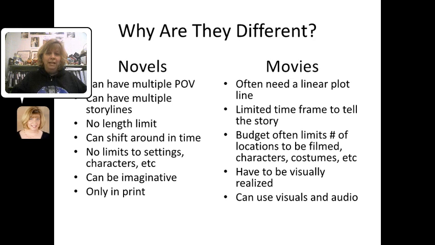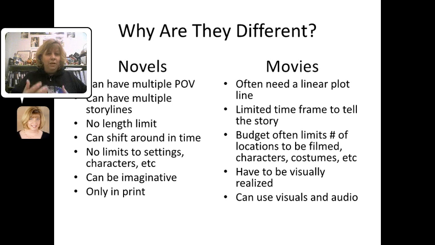On the other hand, movies have to kind of tell the story in a linear way. They have to go in a straight line. What happens first, what happens second, what happens third. They have a limited time frame to tell the story. Most movies are someplace between an hour and a half to 2 hours. Budget often is a big part of what can and can't go into a movie. So the budget might limit, for example, how many different locations you can have because it costs money every time you have to move your cast and your crew to another spot, to another set. How many characters you can have. Every character is another actor that has to be paid. How many costumes have to be created.